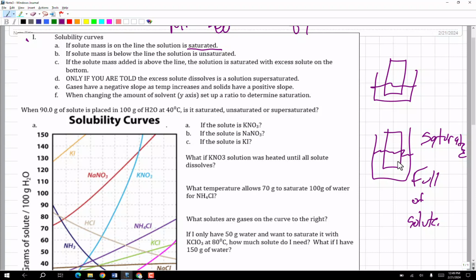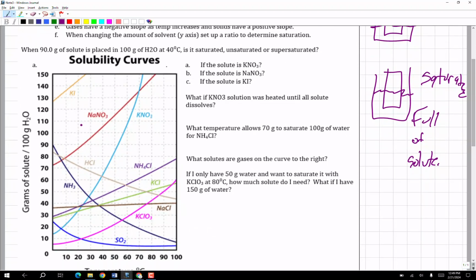If the solute mass is on the line, the solution is saturated. That means full. If the solute mass is below the line, it's unsaturated. That means not full. If the solute mass added is above the line, then the solution is saturated with the excess solute on the bottom, which means the same thing as full. Only if you are told the excess solute dissolves is a solution supersaturated. This is a trick.